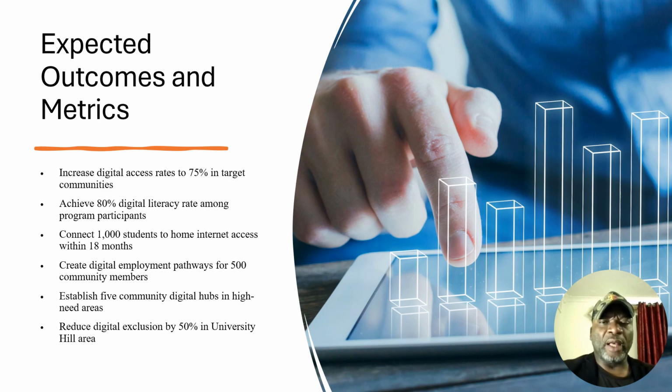So I would say that our success would look like targeting specific measurable outcomes that will increase digital access rates to 75% in target communities, which will help us achieve 80% digital literacy among participants, as well as connect about 1,000 students to home internet access within 18 months, which is the expanse of time that we had planned to give to this project. And it will be pertinent to say that these aren't just numbers, but numbers that represent real change for families like Mena's.